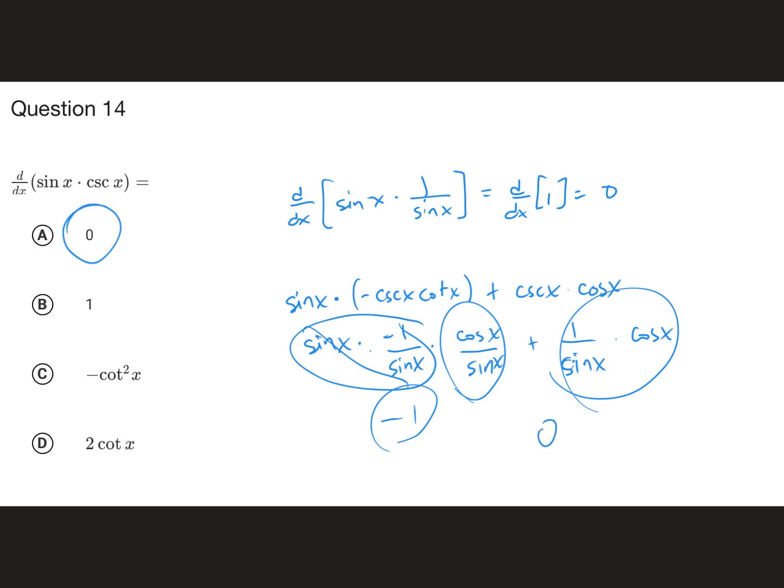So I think the object lesson here is if you have stuff that you can simplify before you take the derivative, you should go ahead and do that. It makes your life a lot easier.